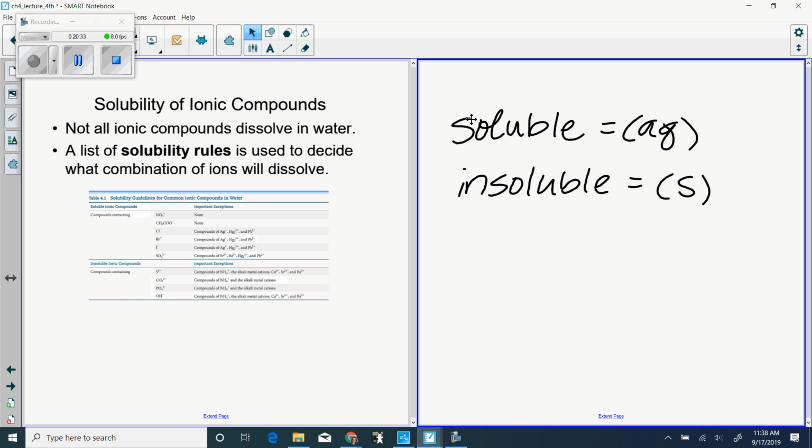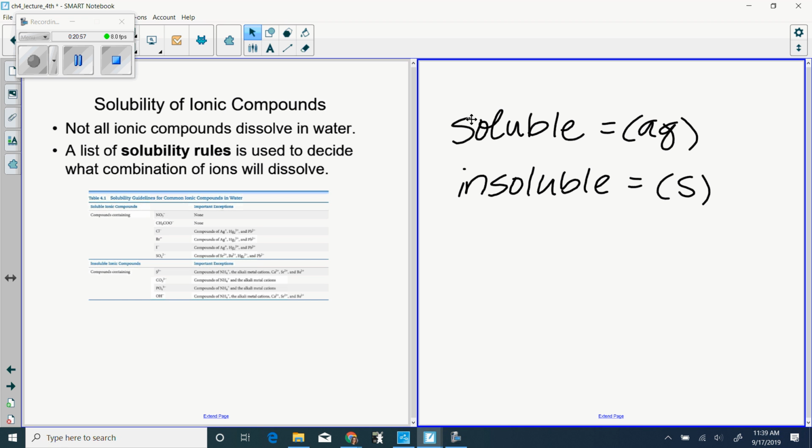It says compounds containing NO3 minus. NO3 minus means nitrate. Feel free to use that post. I still use it. So learn the names of your ions. Those are the most common ones. So all nitrates are soluble. It doesn't matter what it is. It could be iron nitrate. It could be calcium nitrate. There are no exceptions. Every single time it's going to be soluble.